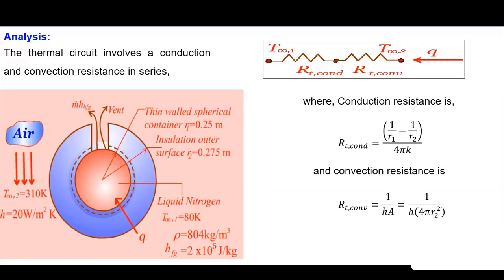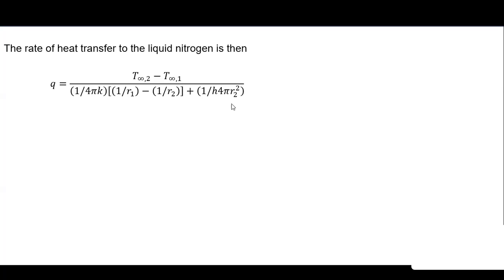Area of a sphere, surface area of a sphere, 4 pi R2 squared, outside area. Okay, because convection is taking place at this outer side surface, that's why R2. Now the rate of heat transfer is then of course T infinity 1 minus T infinity 2, total temperature difference, divided by the addition of the two resistances.